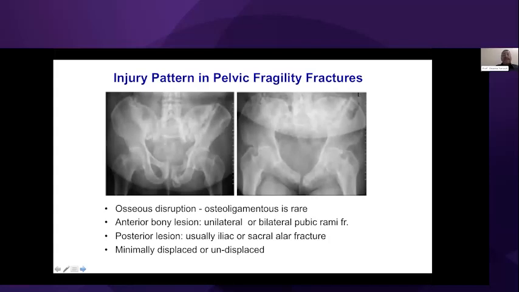We have usually osseous disruption. Osteoligamentous is rare. It is seen only in high energy trauma, but in low energy trauma, in fragility fractures, the disruption is osseous through the pubic rami anteriorly or the sacrum, and sometimes the iliac bone posteriorly. So it is bony disruption, both anterior and posterior pelvic ring. Usually the disruption is undisplaced or minimally displaced at the beginning.